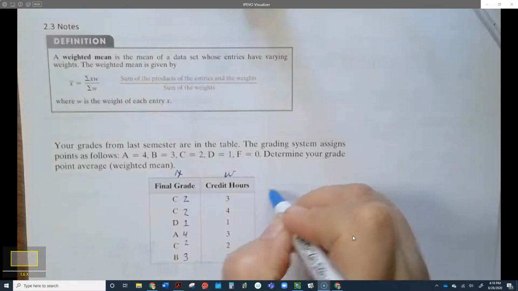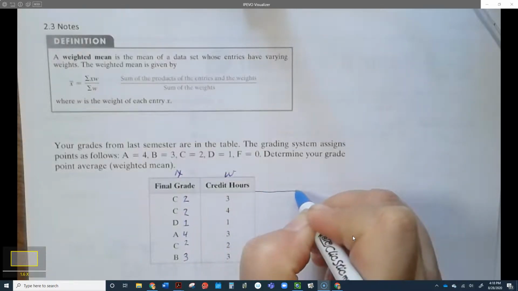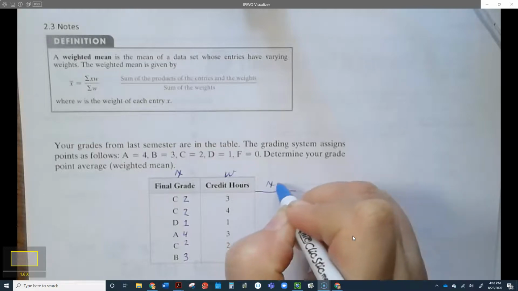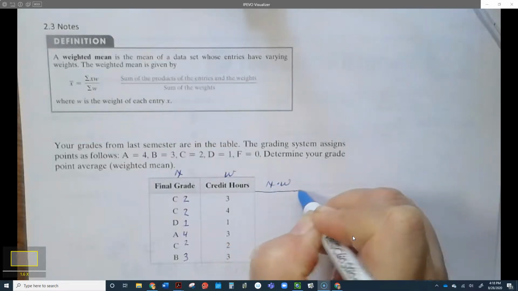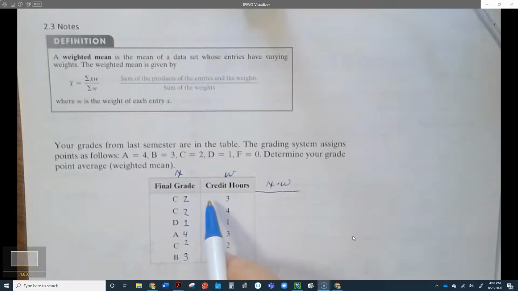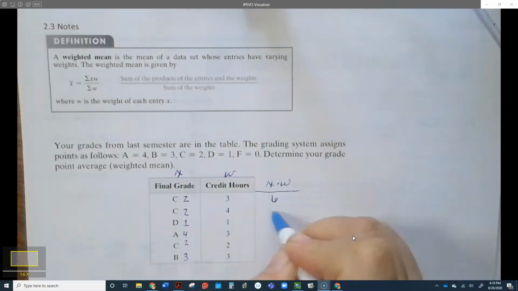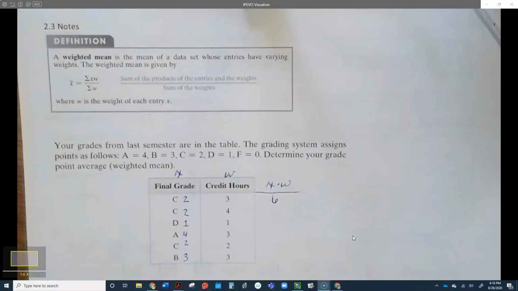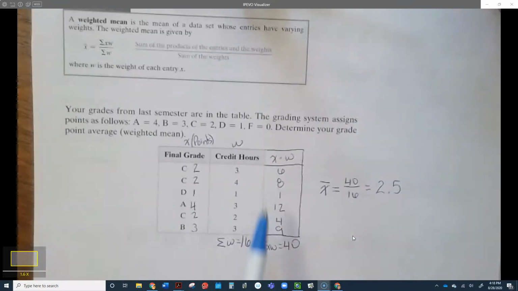So now I'm going to create a new column, and this column is going to be my X times my weight column. Okay, and I'm just going to go down here and multiply 2 times 3 is 6, 3 times 4 is 8. I'm actually not going to do it because I've already got it done right here.